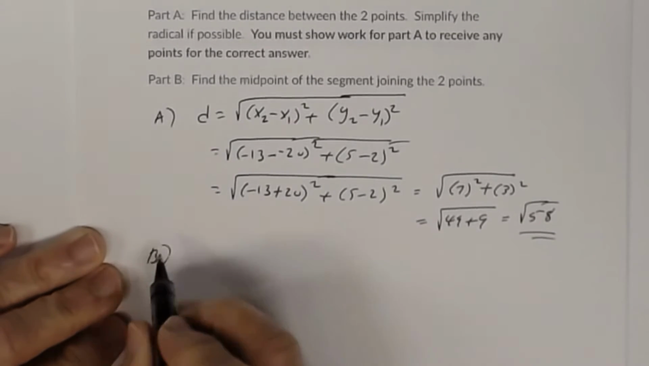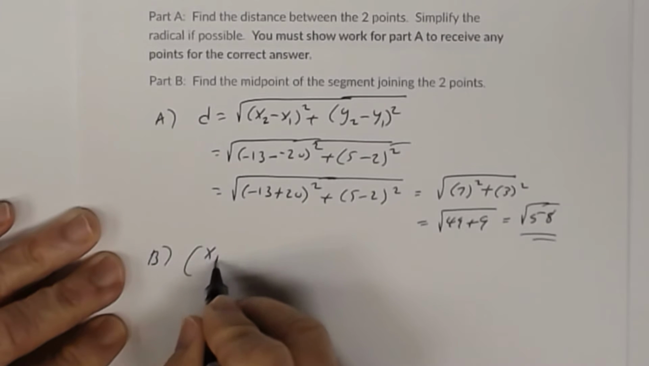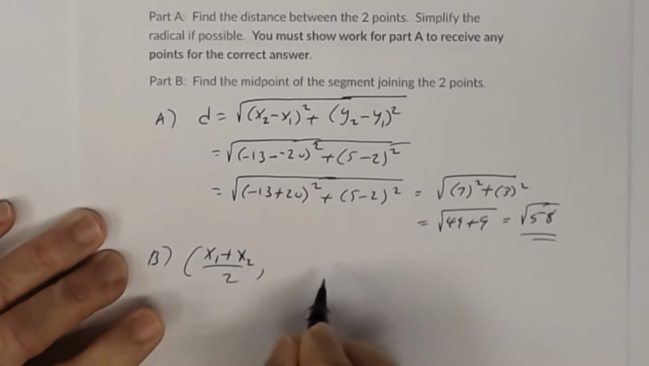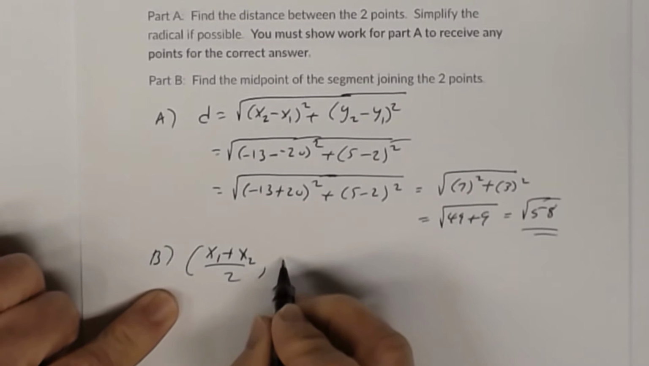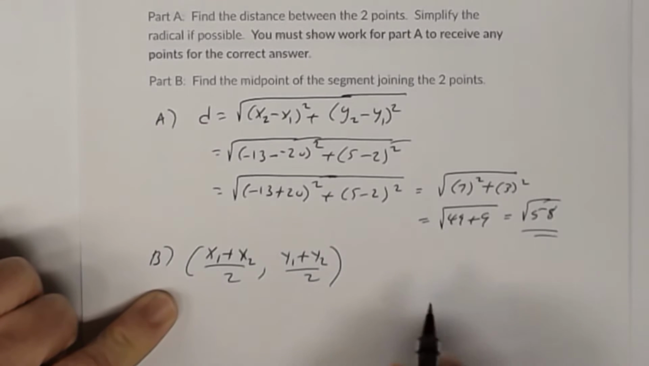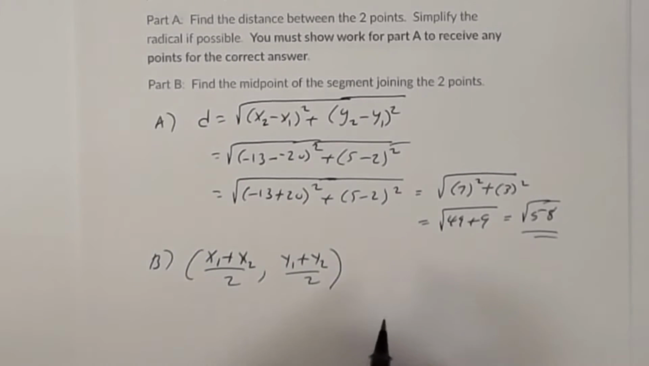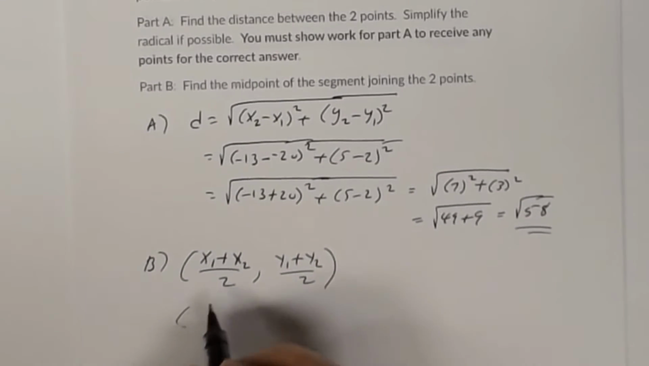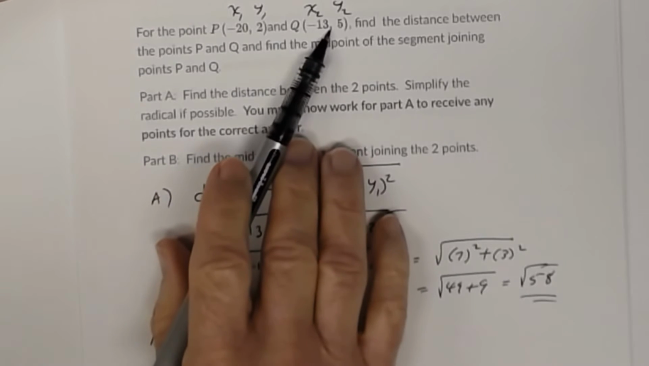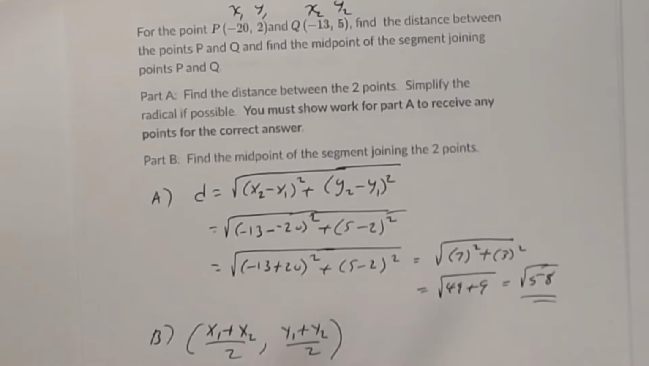Part B, it just says find the midpoint. So the midpoint formula is this. That's where you add your x coordinates together and divide by 2. Don't forget it's a point, so you need parentheses. And then you add your y coordinates together and divide by 2. So it's just the average of the x coordinates and the average of the y coordinates. And so you just substitute. So your x1 is negative 20, x2 is negative 13, y1 is 2, y2 is 5.